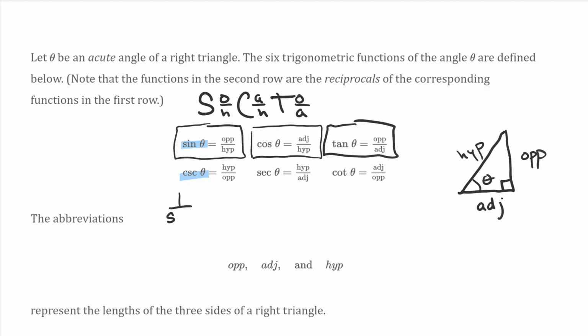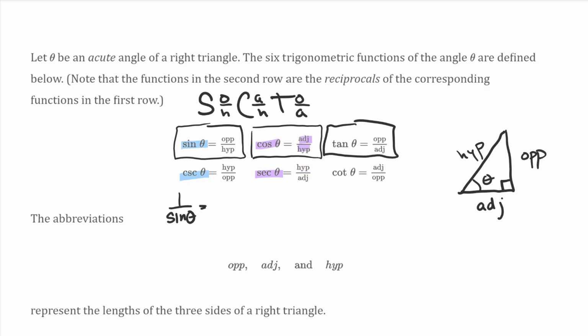Cosecant is just 1 over sine. Don't let that fool you. All that's saying is just take sine stuff and flip it over. Instead of it being the opposite over the hypotenuse, it's the hypotenuse over the opposite. Secant goes along with cosine, where cosine is the adjacent over the hypotenuse, secant's the hypotenuse over the adjacent.